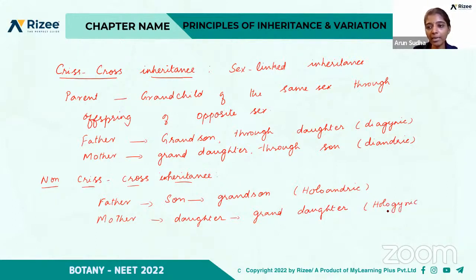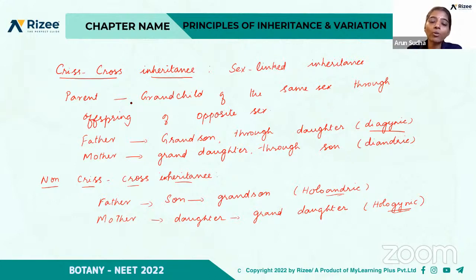Gynic generally represents the female, like gynoecium. And andric represents the male part. So from father to son to grandson, the transmission is called non-crisscross inheritance. It is also called holoandric inheritance, and from mother to daughter, then daughter to granddaughter, is called hologynic inheritance. And this is diagynic, that is the parent to grandchild of the same sex, from father to grandson through the offspring of opposite sex, that is, through the daughter, it is diagynic, and if it is through the son, it is diandric.